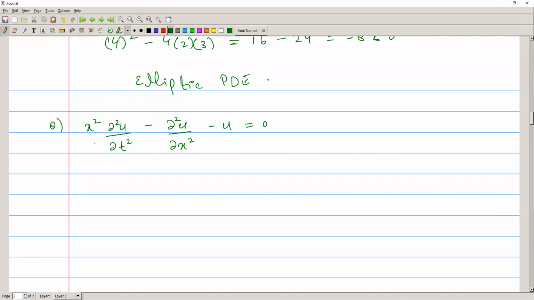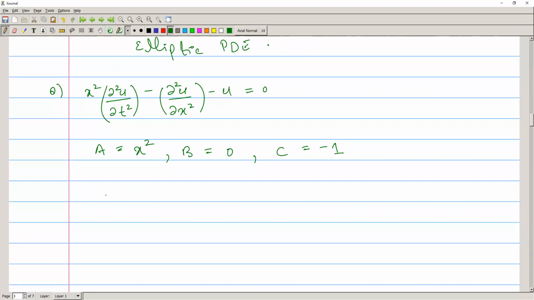So it's the same thing. First of all, we will write A. A is the coefficient of this. What is it? It's x squared. And what will be B? If there is no term of uxt, it will be 0. And then there is this uxx with a negative sign, so C will be equal to -1.